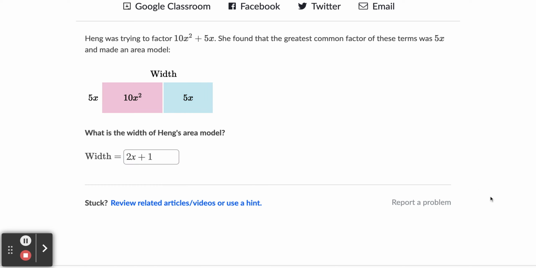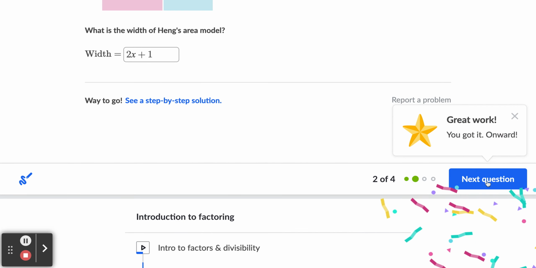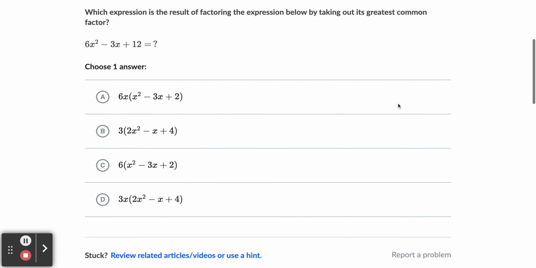So that is basically a visual for what's happening when you distribute, right? 5x times 2x, 10x squared, 5x times 1, 5x. Okay, let's check the answer there. Good. Let's do one more.